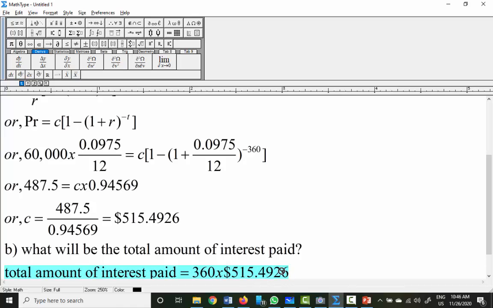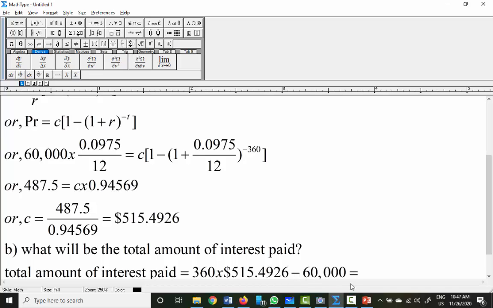If you multiply this one, you will get the total amount you will need to pay. And if you deduct $60,000 from that, you will get the total amount of interest you need to pay. So multiplied by 515.4926, minus $60,000.